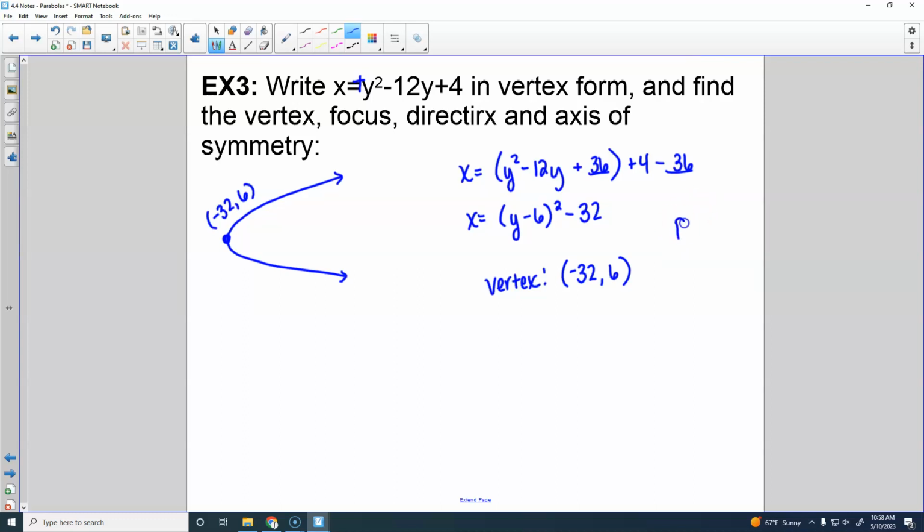So we got to find that p value. It is 1 over 4a. What is the a? There's no number here, so it is 1. So we got 1/4 or 0.25 if we just want to deal with decimals. So focus is on the inside of the parabola. Directrix is on the outside. And you're going to the right 0.25 and to the left 0.25 to find those.